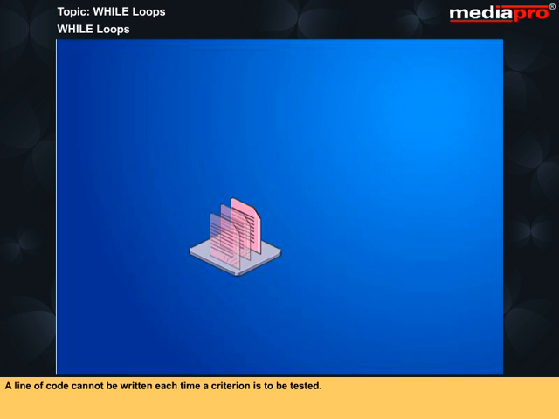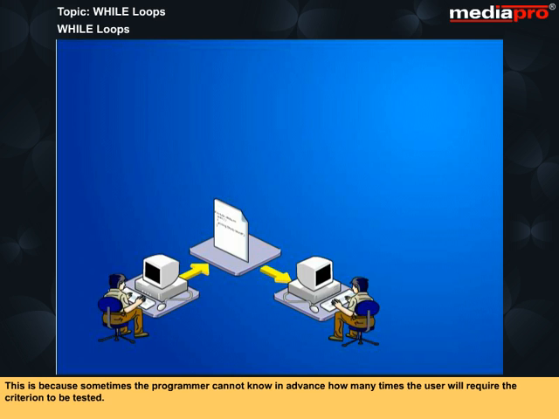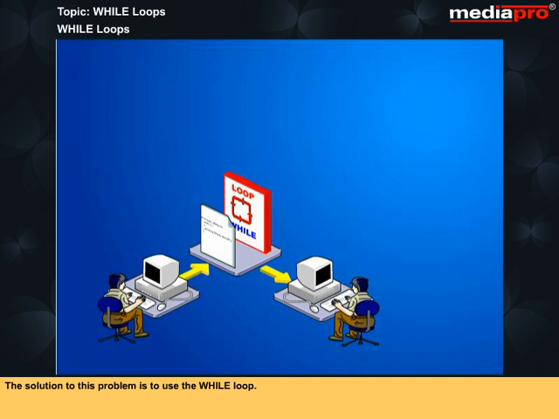A line of code cannot be written each time a criterion is to be tested. This is because sometimes the programmer cannot know in advance how many times the user will require the criterion to be tested. The solution to this problem is to use the while loop.